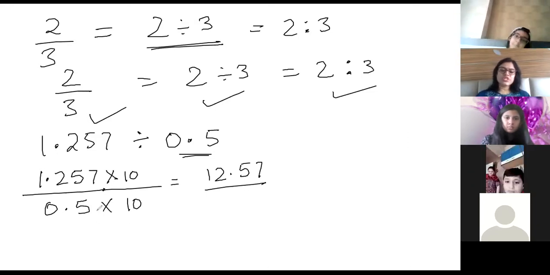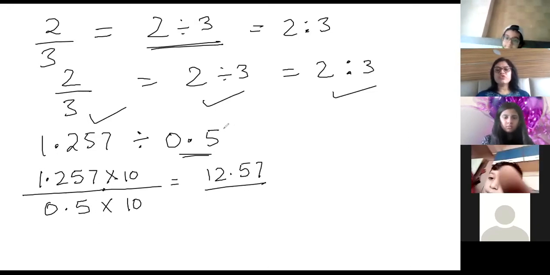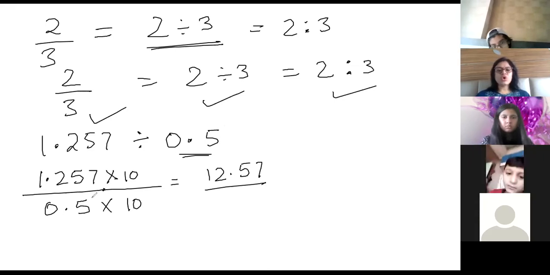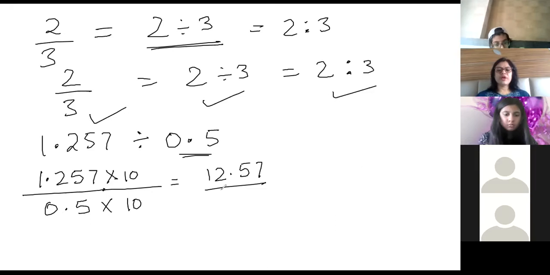If two digits are there, if I had given you 0.52, then it would be 100. And if it would be three digits, then it would be 1,000. I'm showing you a smaller question, that is why I'm giving you a one decimal question. So it is now 12.57 divided by 5.